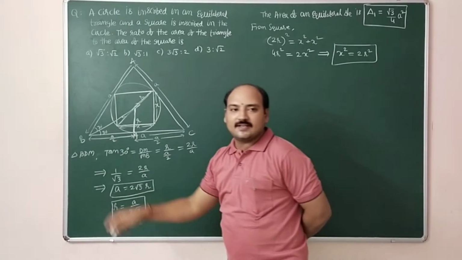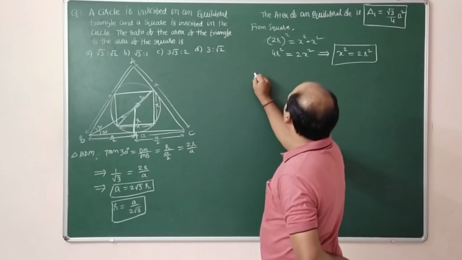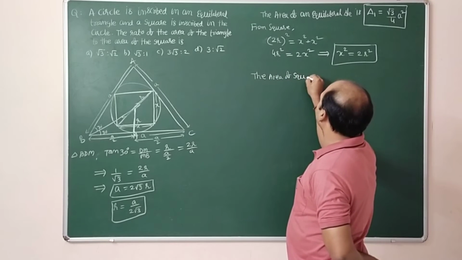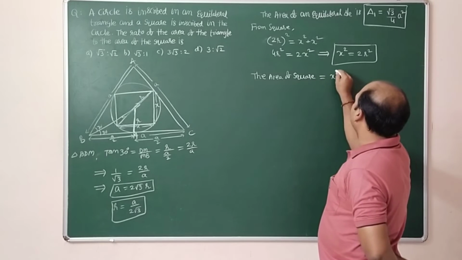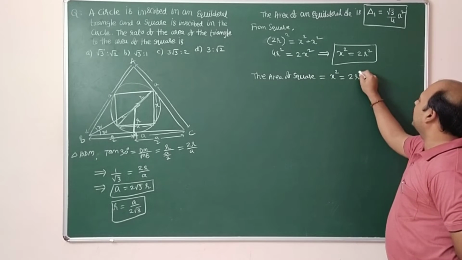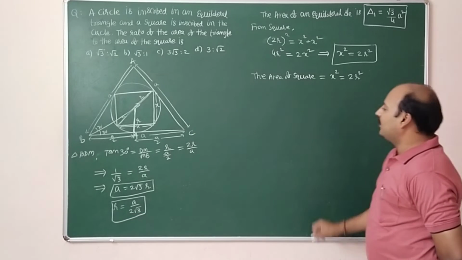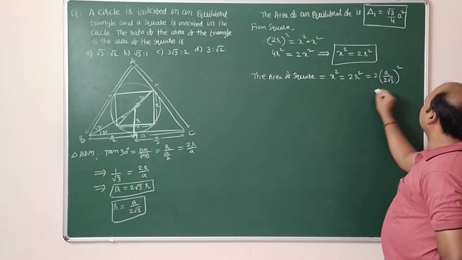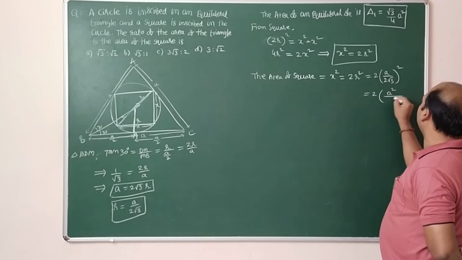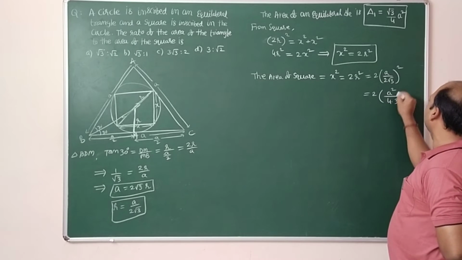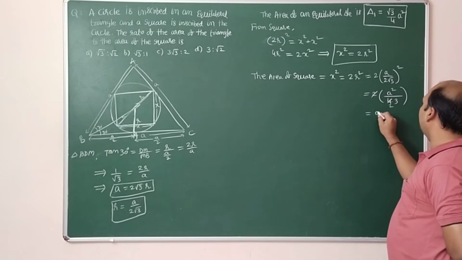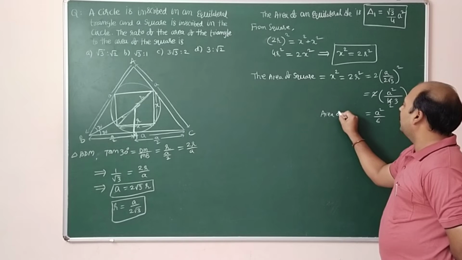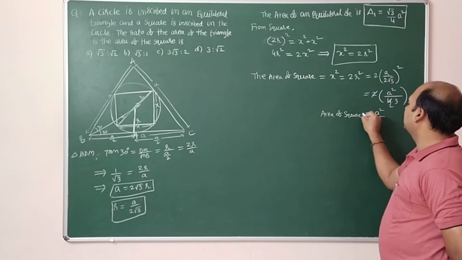When the side of the square is x, the area is x square. The area of the square is x square, and x square is equal to 2R square. What is the R value? Here we got it: A by 2 root 3. A by 2 root 3 whole square, which is equal to 2 into A square by 4 into 3. That is equal to A square by 6. Area of square.